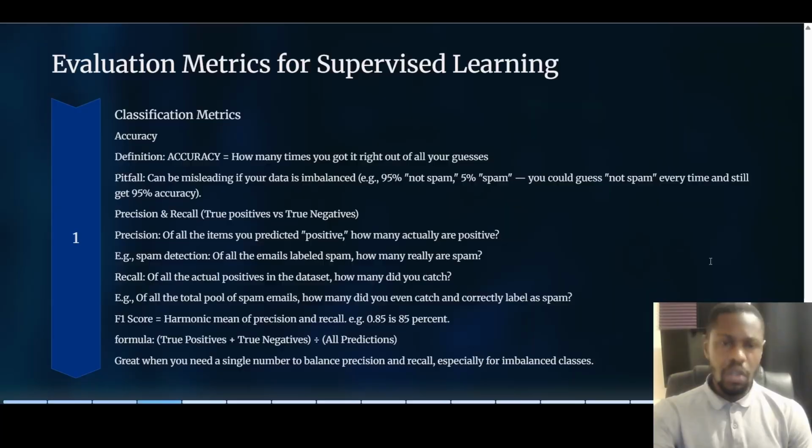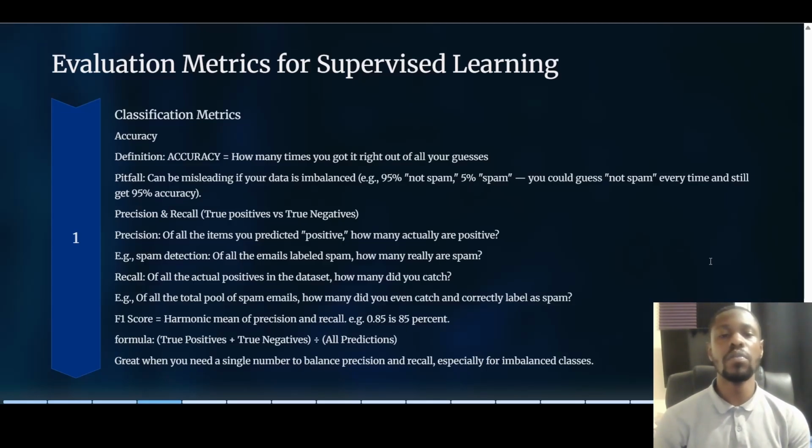Evaluation metrics for supervised learning. We have different metrics for measuring a model's performance, whether we're using supervised or unsupervised learning. Firstly, for supervised learning, classification metrics. We use what's known as accuracy. The definition of accuracy is how many times the model got it right out of all its guesses.